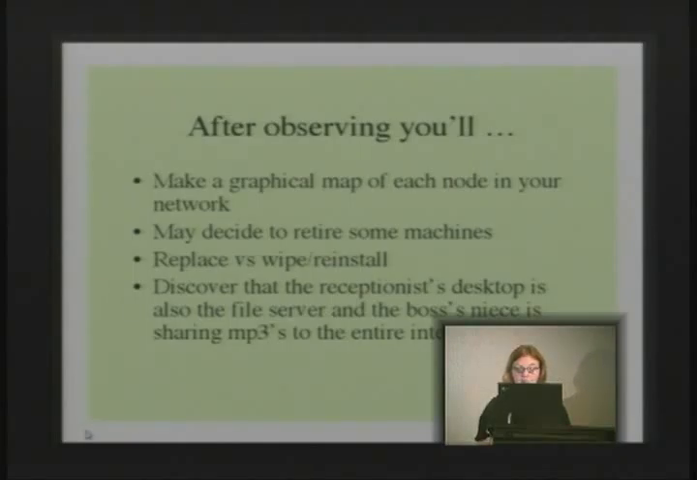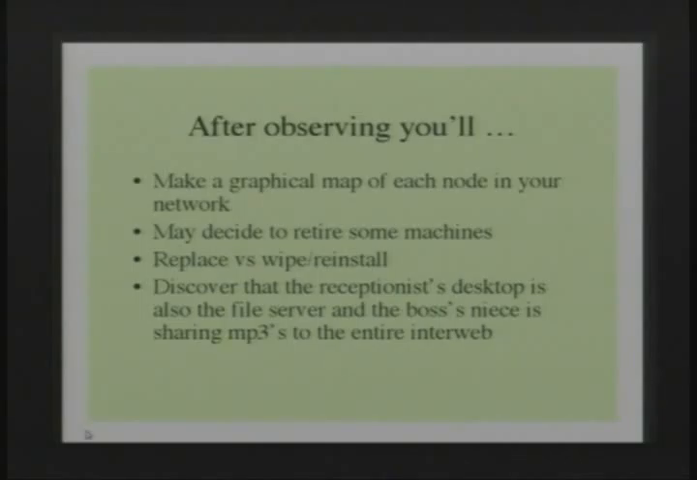So after observing, you can make a graphical map of each node in your network. You may decide to retire some machines. You may want to somehow replace the machine. Now, if it's at all possible for the more mission-critical systems, find another piece of hardware and rebuild it from the ground up. That way, you can have less downtime whenever you slide the new box into place. But if you have all the time in the world, wipe and reinstall works just as well.